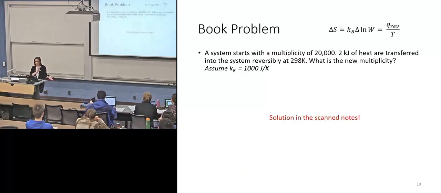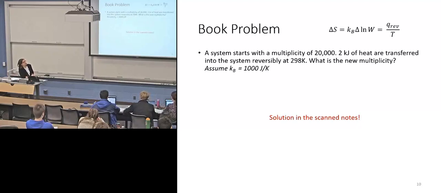The one thing I'm not going to go through, in the interest of time, is this one. I'll give you the full solution online. I have it written out here. But let's just stop and think about it for a second. A system starts with a multiplicity of 20,000, so this is W initial, let's say. 2 kilojoules of heat are transferred into the system reversibly. So we have Q reversible given to us. We have a temperature, 298 K. What is the new multiplicity?